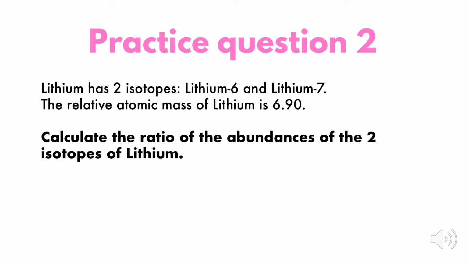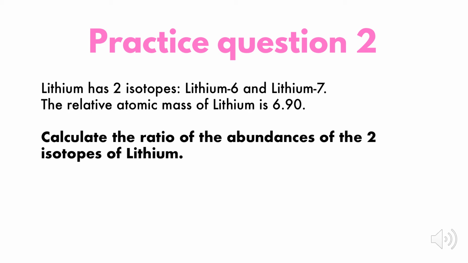Here's practice question 2. Lithium is another element with two isotopes. Its isotopes are lithium-6 and lithium-7. The relative atomic mass of lithium is 6.90. This time, I'd like you to calculate the ratio of the abundances of the two isotopes of lithium.